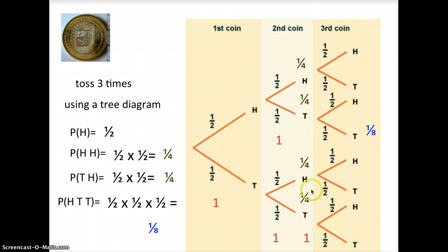Okay. Same way for head, head, and head, that will be 1/8. Head, head, and tail, 1/8, and tail, head, head, 1/8, and all the other events there. Okay, once again, let's take a look at the third branch of this tree diagram. If we add all these probabilities, we will have a total of 1.